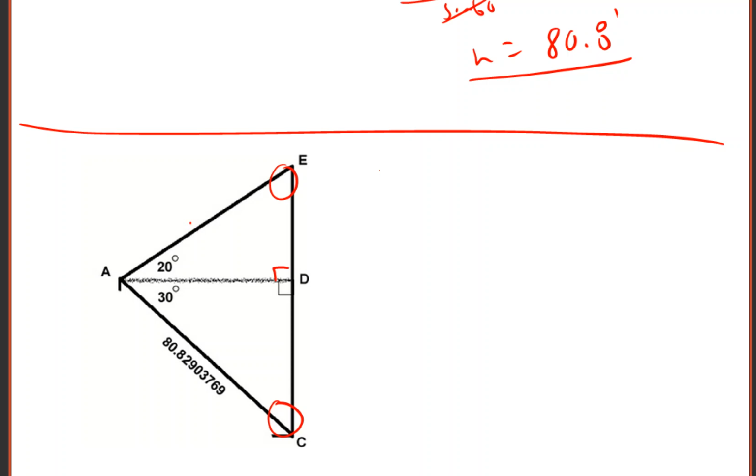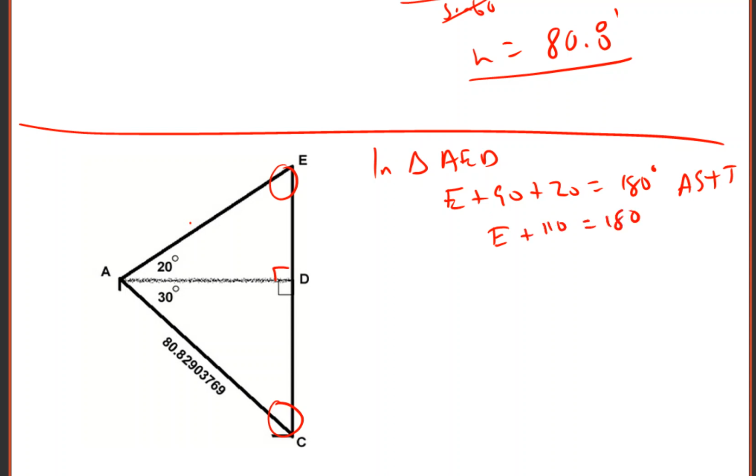So in the top triangle, in triangle AED, we know that E plus 90 plus 20 equals 180 degrees. If you want, it's the angle sum of a triangle theorem. And we can get E plus 110 equals 180. E is equal to, we're going to minus 110 from each side. E is equal to 180 minus 110 is 70 degrees. So we know that's 70 now.